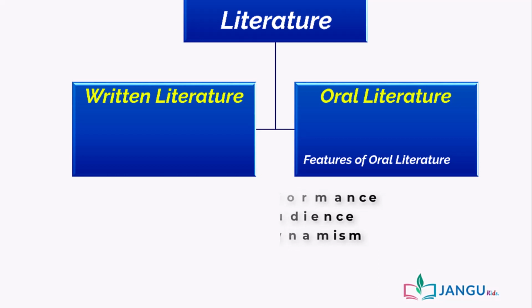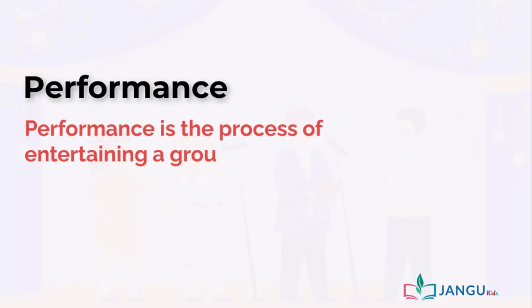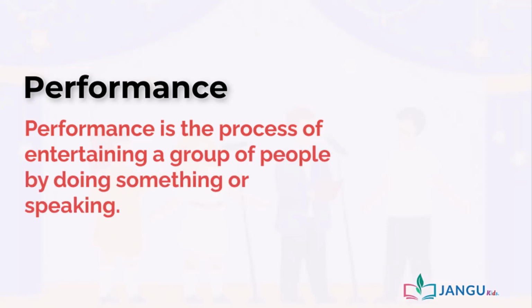1. Performance. Performance is the process of entertaining a group of people by doing something or speaking. Since oral literature is focused on speaking, it needs performance, which could be in the form of singing, changing voices, or even acting while speaking. This could be in singing, reciting poetry, or even a drama on stage.